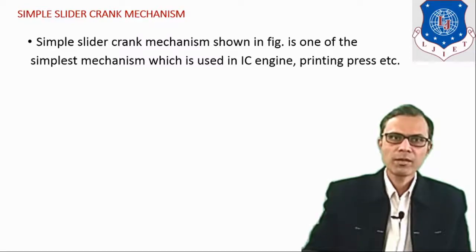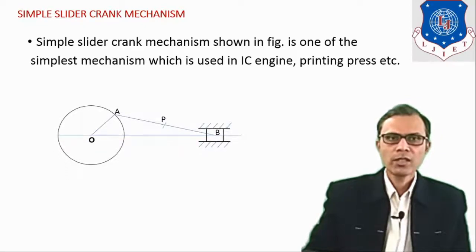First, simple slider crank mechanism. Simple slider crank mechanism is one of the simplest mechanisms, which is used in IC engines, in printing press, etc. Let's see the mechanism. This mechanism consists of one rotating link, known as the crank. Here in this figure, OA is the crank which rotates in some particular direction. Either it may be rotating in clockwise direction or in anti-clockwise direction.